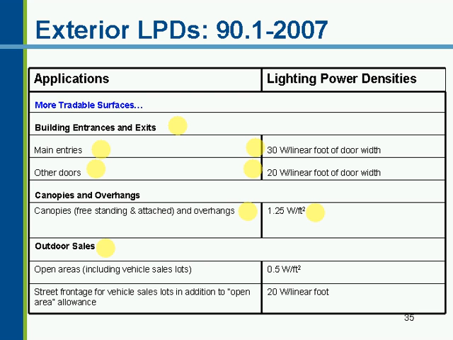Outdoor sales, you have two applications. One is for an open area, such as a vehicle sales lot, 0.5 watts per square foot. You can also add to that, if you have street frontage next to a street of your sales lot, an additional 20 watts per linear foot. Now these two can be added together. As long as you have street frontage, you can add that wattage to the wattage for the open area. They're both allowed to apply to the same area. So that's it for tradable surfaces.